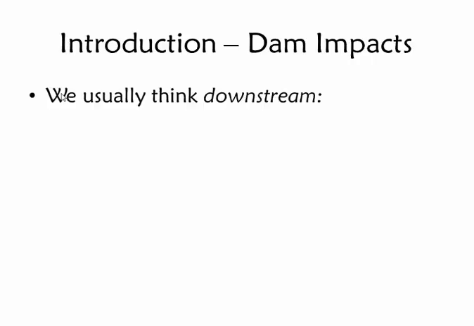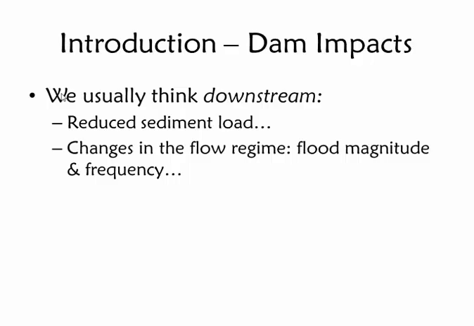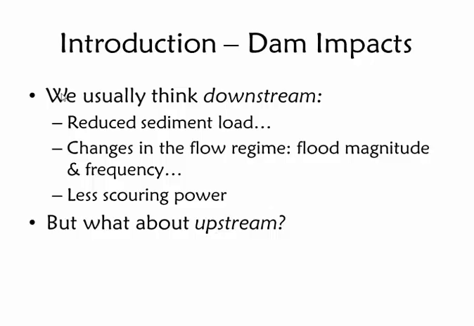So, what the heck am I talking about? When we think about the impacts of dams, we usually are focused on what's going on downstream. We think about changes in sediment load, changes in flow regime, flood magnitude, flood frequency, things like that. Lack of scouring power to change the sediments along the riverbanks and to impact vegetation. But what about the impacts upstream of a dam? And I don't mean in the reservoir, obviously. Right upstream of a dam you have a reservoir, but upstream of reservoirs. That hasn't been looked at quite as much.